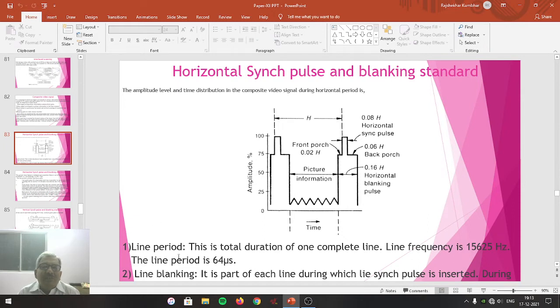The first one is the line period. This is the total duration of one complete line, meaning from this trace period to the retrace period, this total time period is known as the line period. The line frequency is 15,625 Hz, which we already calculated yesterday. Therefore, the line period comes to be 64 microseconds. That we also know.